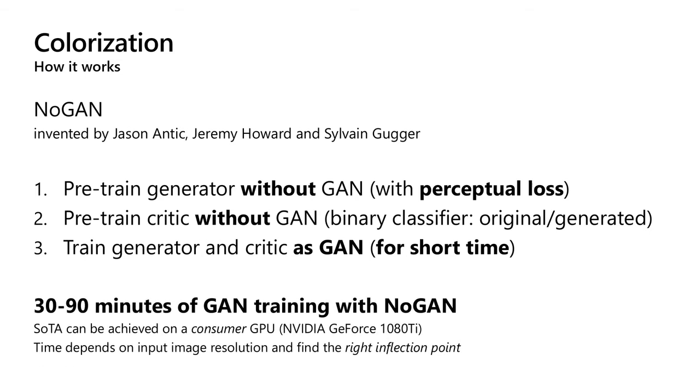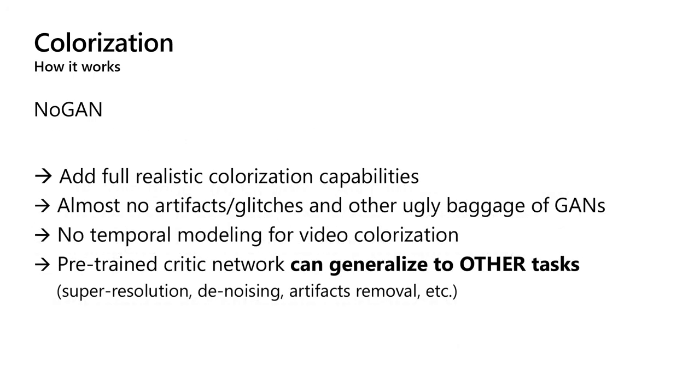This enables a lot of time saving, meaning that the state of the art can be obtained in less than an hour and a half using one GPU, a consumer GPU. Also, it is able to use the technique of pre-training networks and fine-tuning on GANs. This was very interesting from what they discovered in the project, because it also can generalize to other tasks.